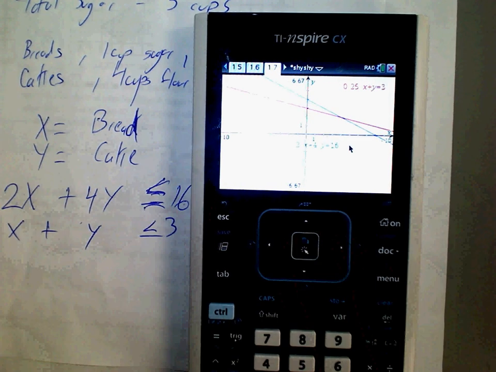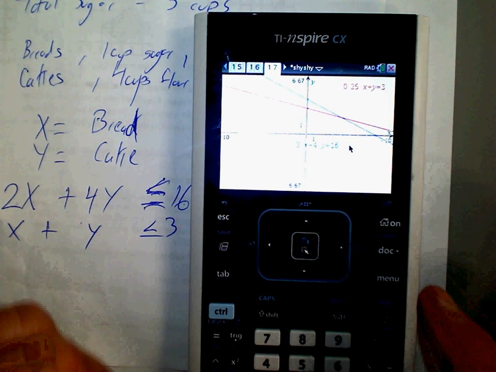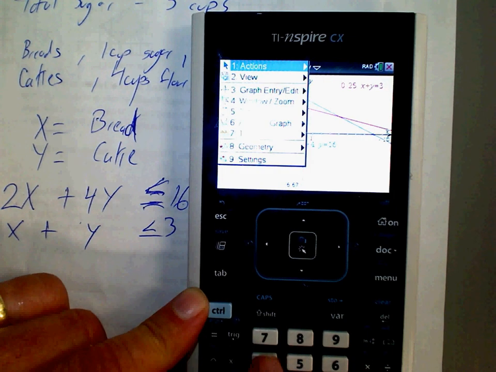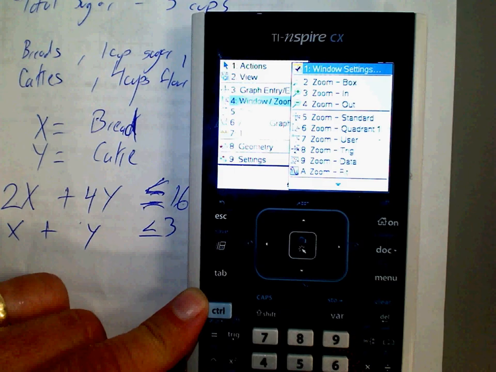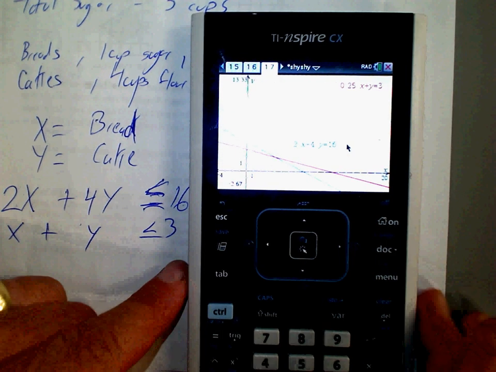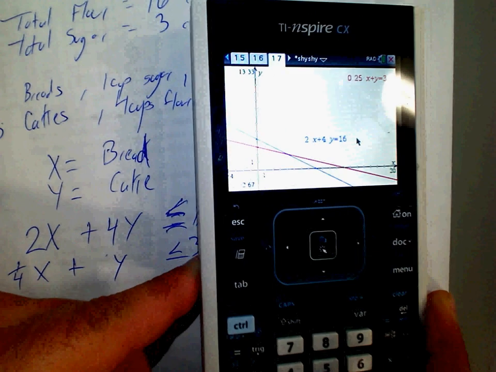Actually, I'm going to do this too. I'm going to go menu, zoom, quadrant 1. Get in there a little bit tighter. Oh, I don't even like that. Well, that's good enough. I'm not going to waste any more time. We see the intersection right there.